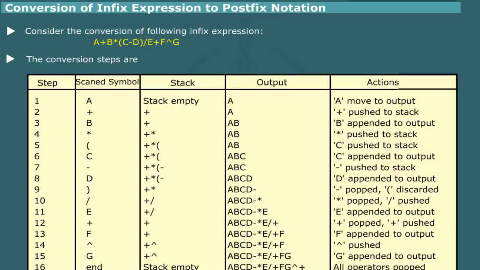Notice that up to step 8, all operands are appended to the output and operators are pushed onto the stack. At step 9, a right parenthesis is encountered and, as a consequence, minus and left parenthesis are popped. The minus operator is popped and the left parenthesis is discarded. At step 10, slash is encountered. As a result, asterisk, which has the same priority as slash, is popped and appended to the output, and slash is pushed to the stack.